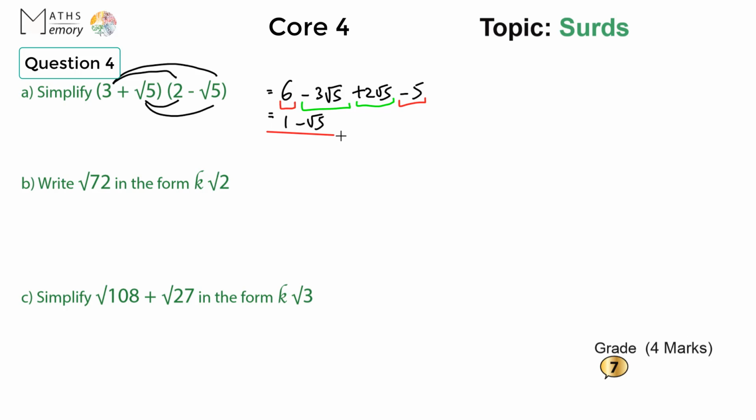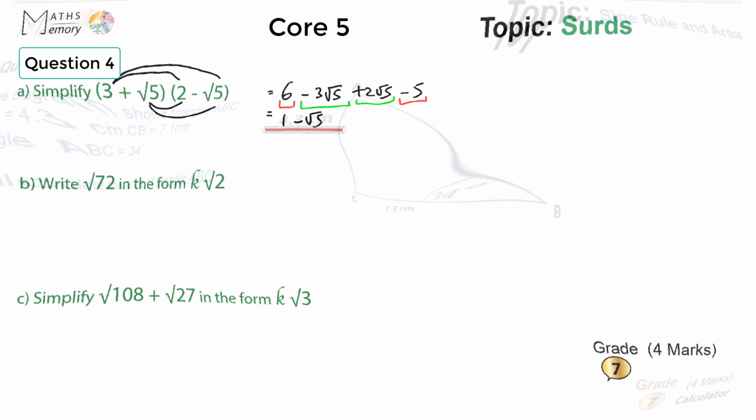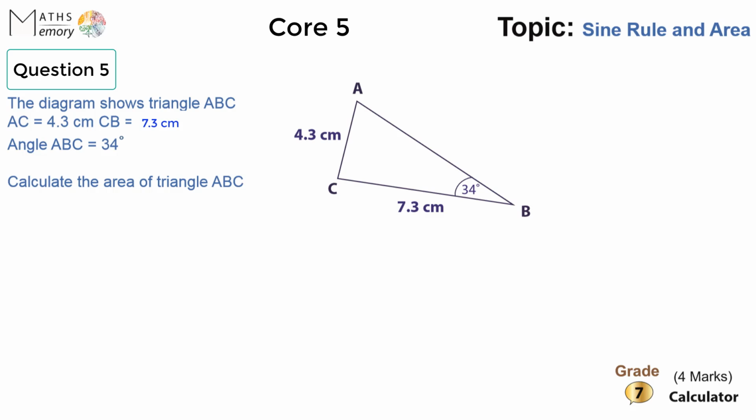Let's move on now to these questions over here. A bit different in nature. Press pause, write this question down, find the area of this triangle, press play when you're ready. So the diagram shows triangle ABC. AC equals 4.3 and CB equals 7.3. Angle ABC is 34 degrees over here. Calculate the area of this triangle.